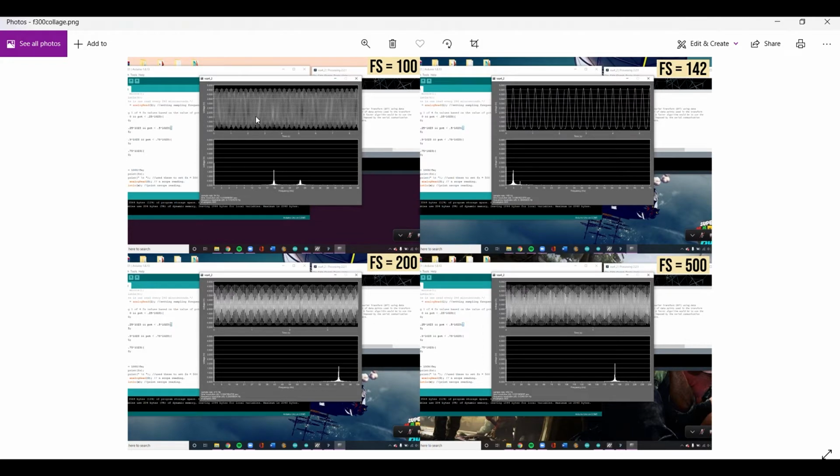At 300 hertz, we get aliasing at 100. We get a sine wave at 142 because it's probably close to 150, and then aliasing at 200 and 500.